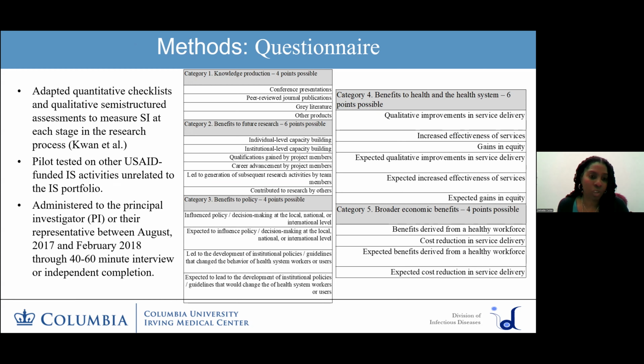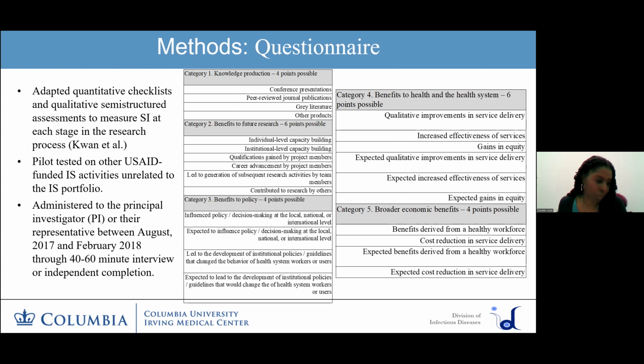Benefits to future research includes individual level capacity building, institutional capacity building, so lots of the things we do around trainings and workshops. And then even qualifications, how members of the team are promoted or graduated into different roles and positions, and then advancement, and certainly the other part being contribution to future research or how the work is cited. So did this work then produce other grant opportunities that pays forward?